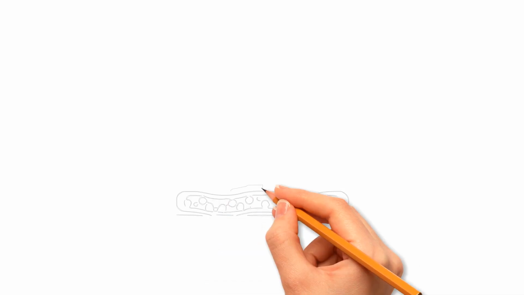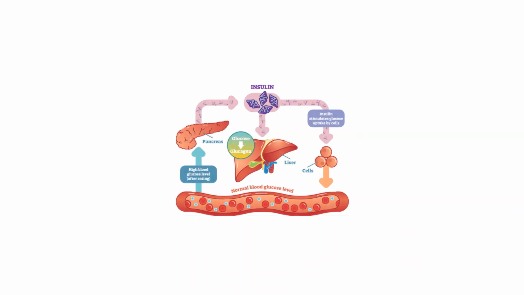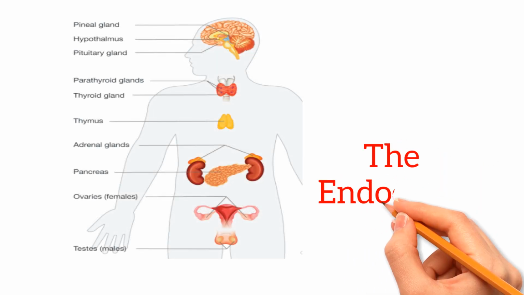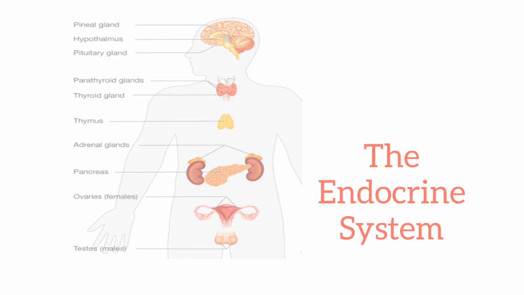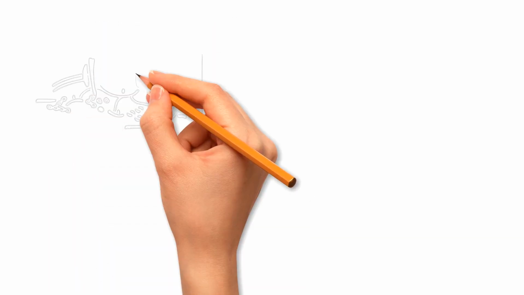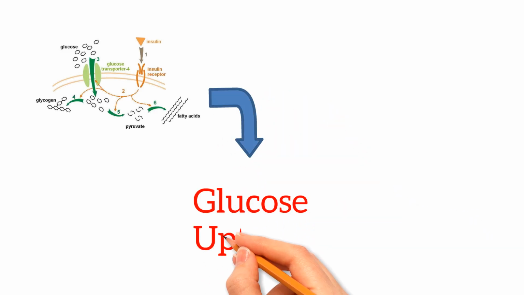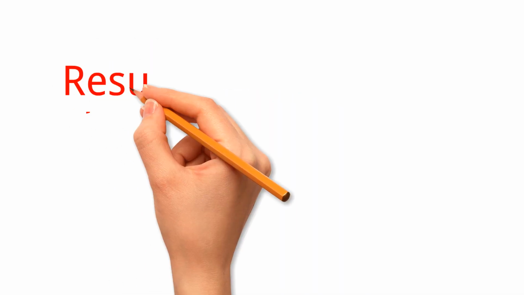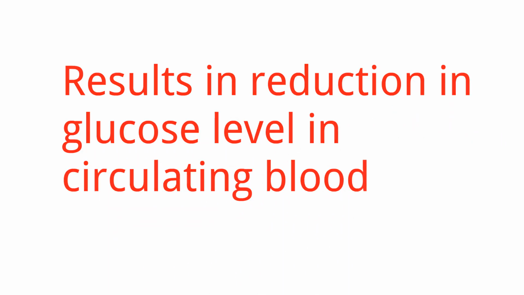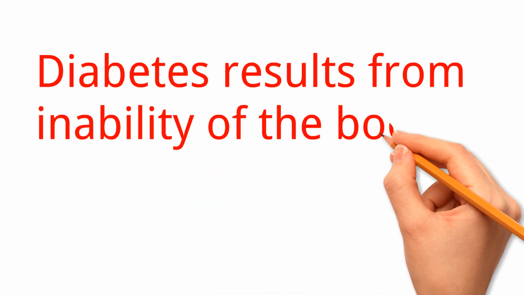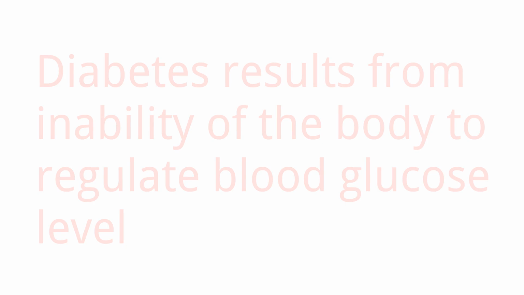A signal molecule, e.g. insulin, is released by the pancreas, a member of the endocrine system, and it interacts with the insulin receptors, hence signaling the cells to start the uptake of glucose. The result is reduction in glucose level in circulating blood. Diabetes results from the inability of the body to regulate blood glucose level.